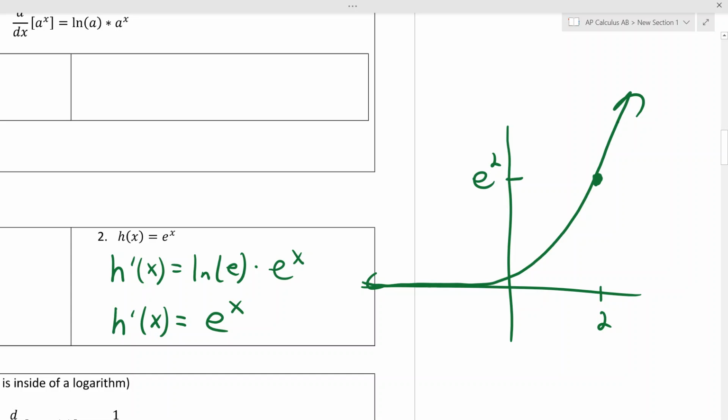So it gets steeper and steeper and steeper. And that's exactly what an exponential function does. Okay? And as the y value gets lower, closer to 0, look, the slope gets really close to 0. It flattens out. Okay?